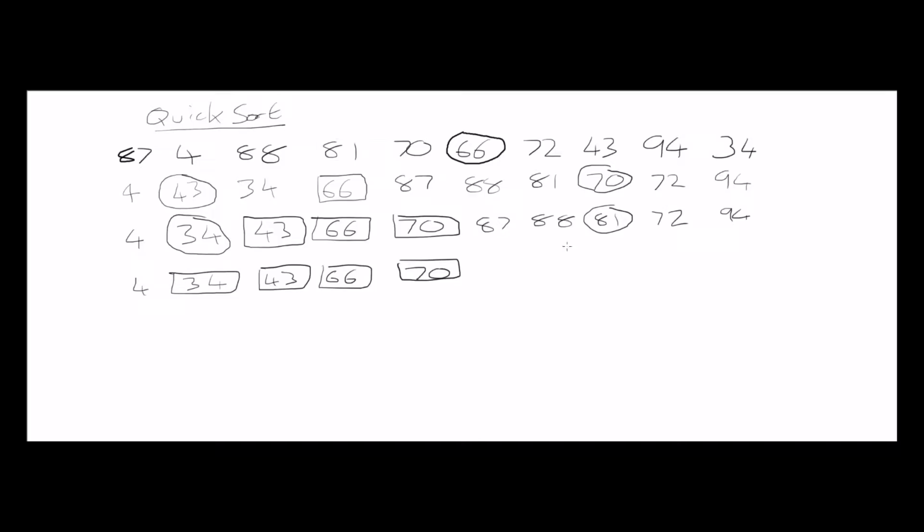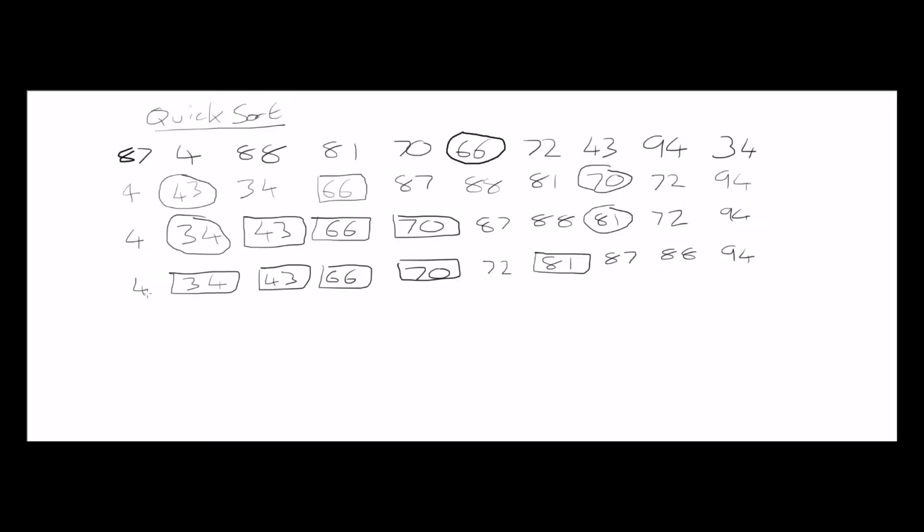Okay, and then I get to my right hand side part of the list. So in this part of the list I'm just going to pick every number that's less than 81 to go on the left hand side, and every number that's greater than 81 to go on the right hand side. So I'm going to put 72 because that's the first number I come across that's less than 81. Then I've got no more numbers that are less than 81, so I put 81 in there, and then I just write out the rest of the numbers as they are in the list.